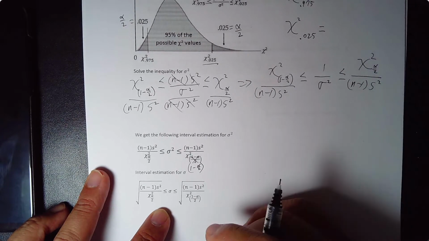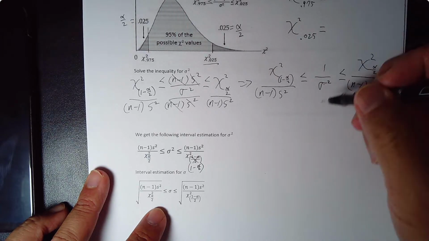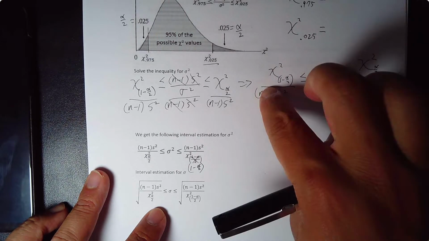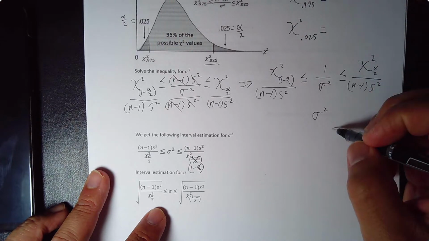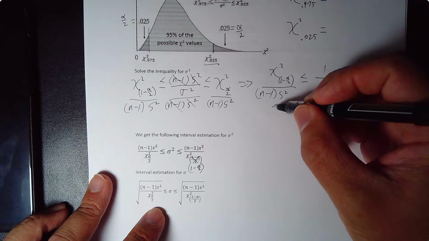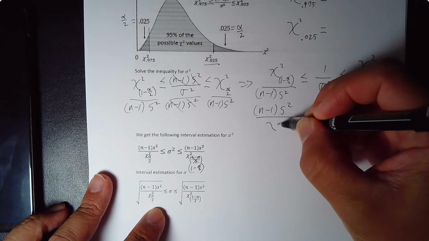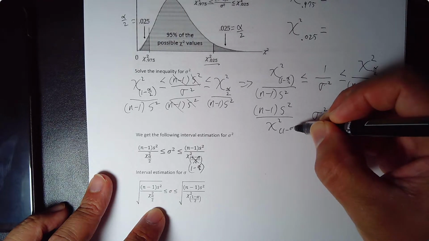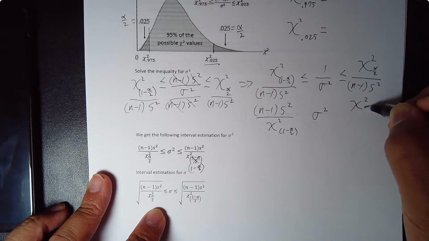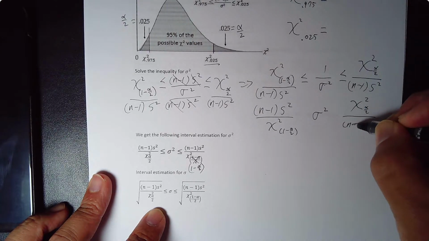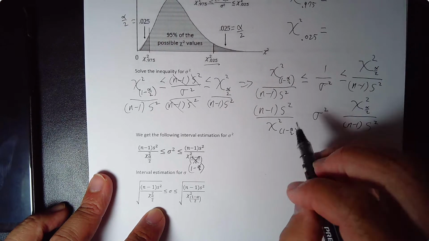Now, sigma square here is on the bottom. I want to flip it over. So I'm going to flip all three terms. I get sigma square. However, here I'm just going to write it first: n minus 1 s square over chi square 1 minus alpha half. Don't write the inequality yet. Now, how come I can't just write this?